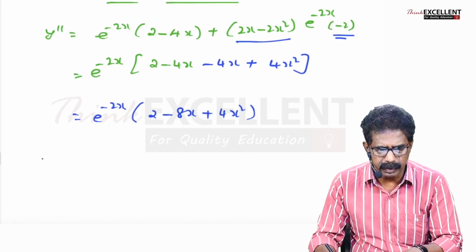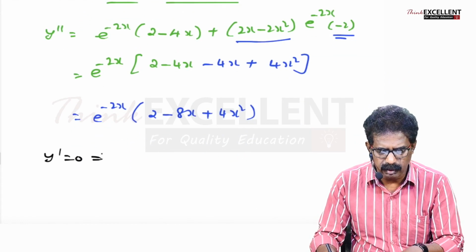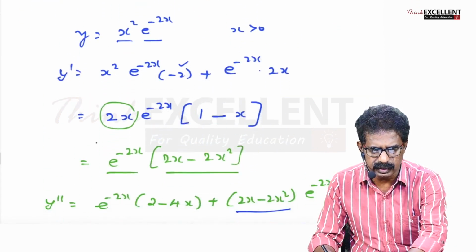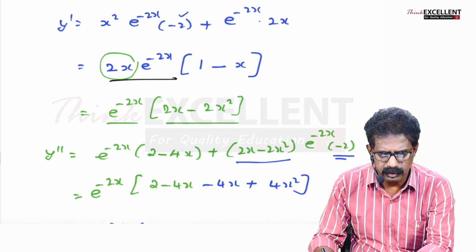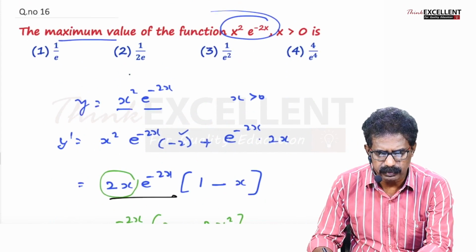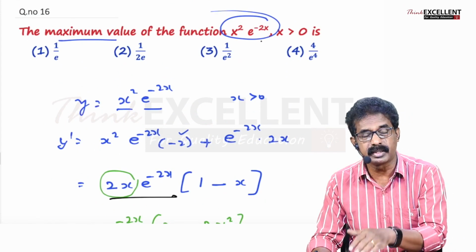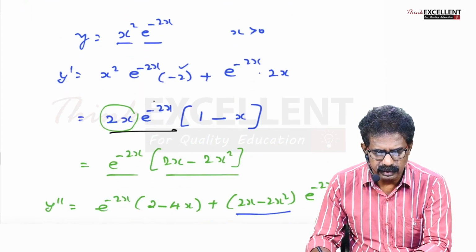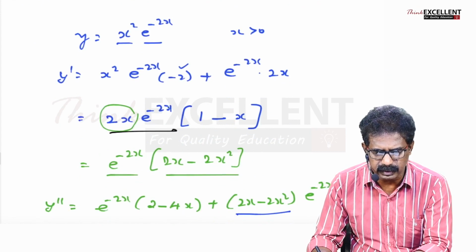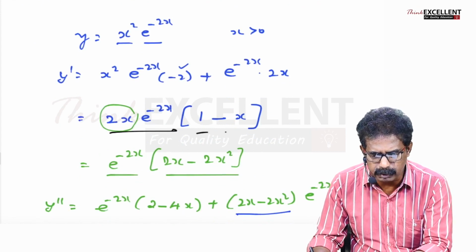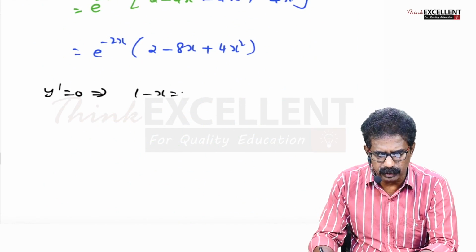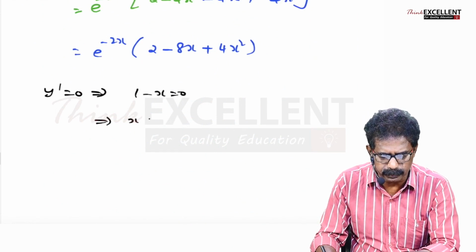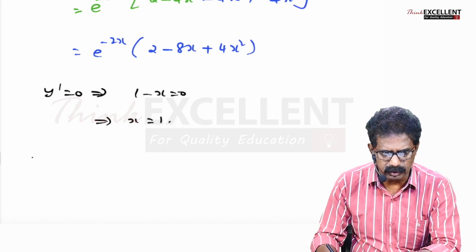Now equate the first derivative to 0. First derivative, yes, this is the first derivative. So here either x is 0, but here they said x is greater than 0, so don't take that. Then e raised to minus 2x cannot be 0, only when x is infinity. And this part is 0: 1 minus x is 0, that means x is equal to 1. So it is a positive value, right?